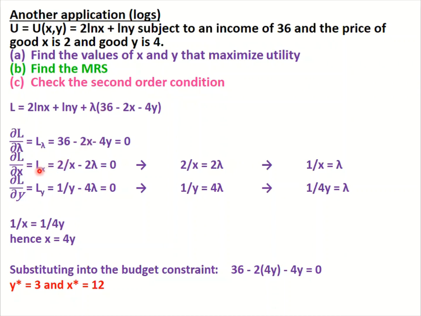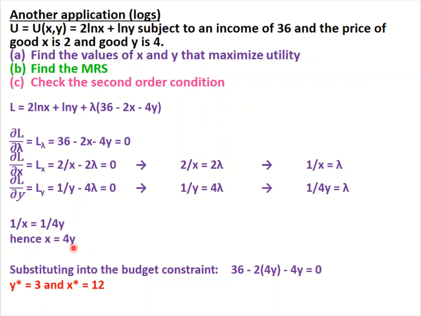When finding the partial derivative of the Lagrangian with respect to x, it's 1 over x, but remember we've got this 2, that will stay, and it will be 2 divided by x. For here it will be 1 over y. And thereafter it's calculating the value. You are asked to calculate the value of x and y, so that's what you have here.